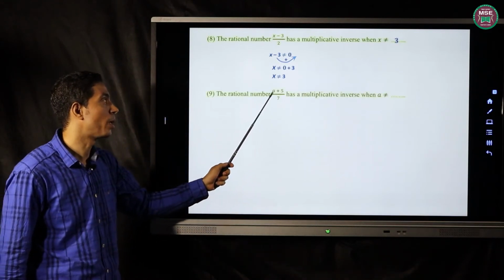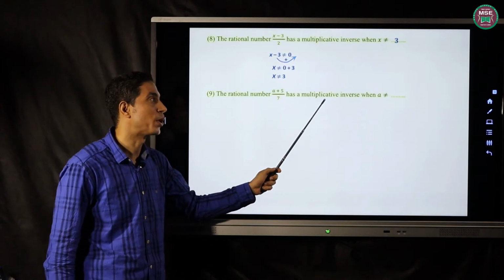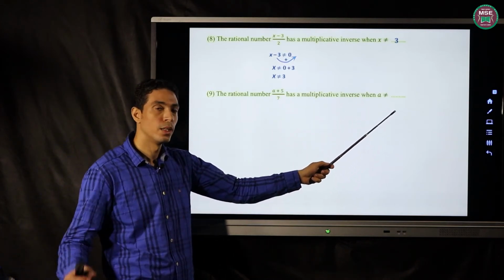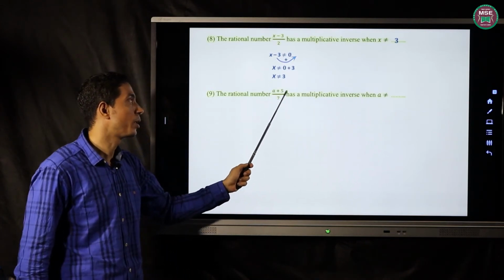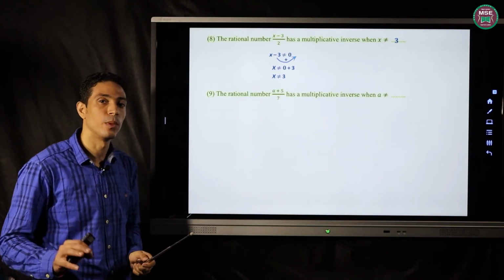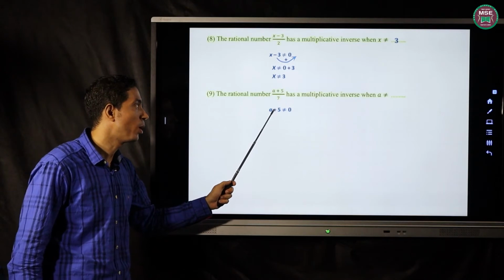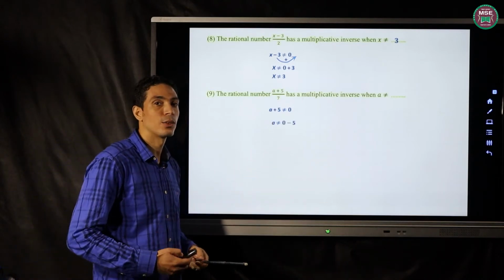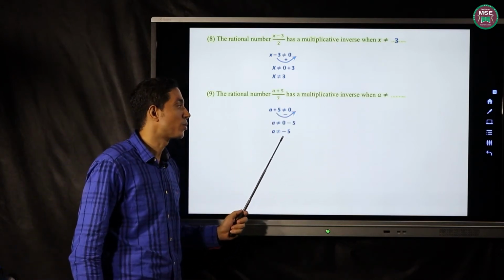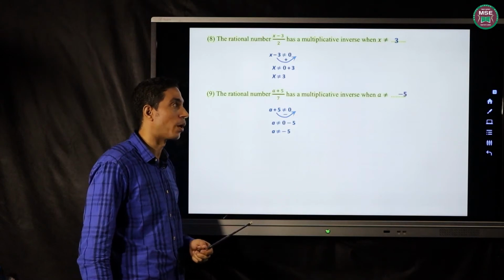The rational number 7/(a plus 5) has a multiplicative inverse if a is not equal to what? It's the same example. We take a plus 5, which must not equal 0. Then a must not equal 5 moved to the other side with a negative sign. So a must not equal negative 5.